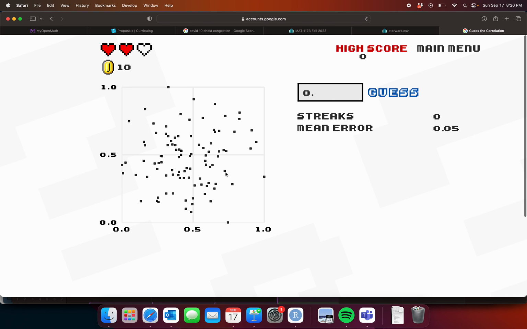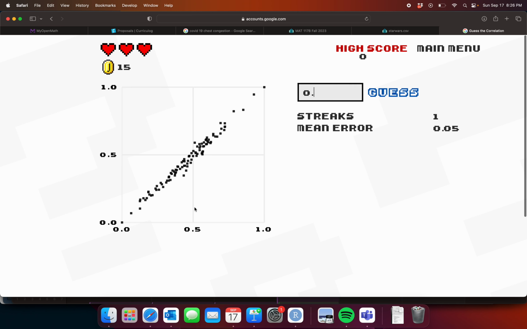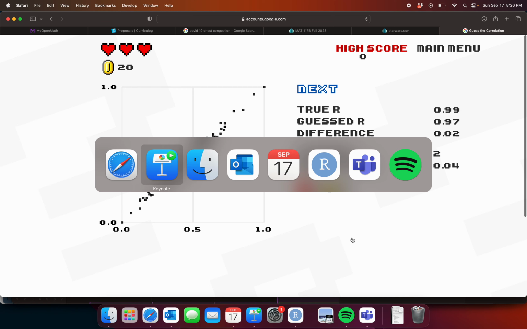This is like almost nothing, so I'm going to guess maybe like 0.1. It was 0.07, so I got a life back. And you can continue on. Ooh, there we go. This is very strong. Maybe something like 0.97, 0.99. All right, so anyway, I'll stop playing this, and I'll let you play it if you're really bored, okay, and see what kind of high score you can get. But I hope that gives you a sense of correlation and what the numbers might be.